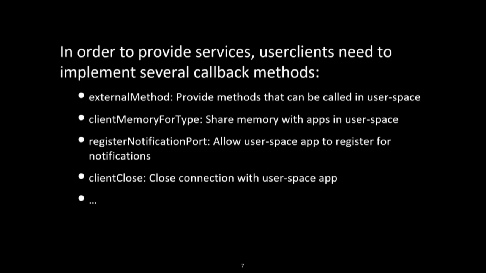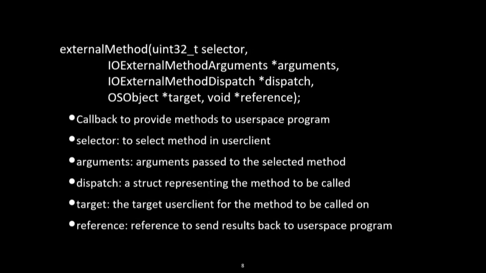In order to provide services, user clients need to implement several callback methods, like external method, client memory for type, register notification port, client close, and so on. The most important callback method is the external method, which provides the methods to user space programs. The selector is used to select the method in the user client. Arguments are passed to the selected method. Dispatch is a struct representing the method to be called. The target is the target user client for the method to be called on. Reference is the result, which is sent back to the user space.